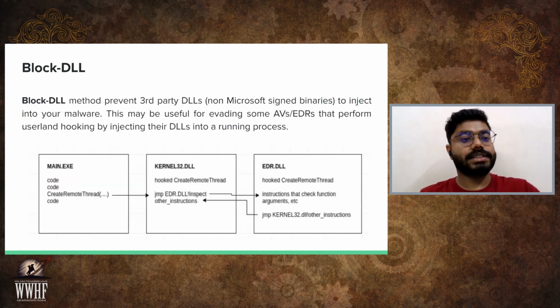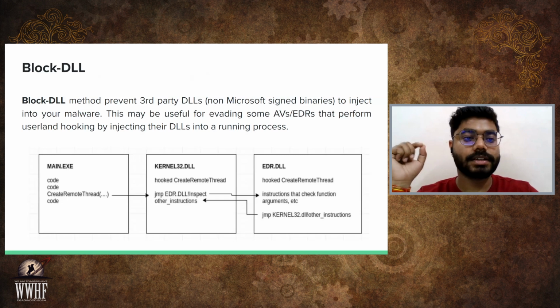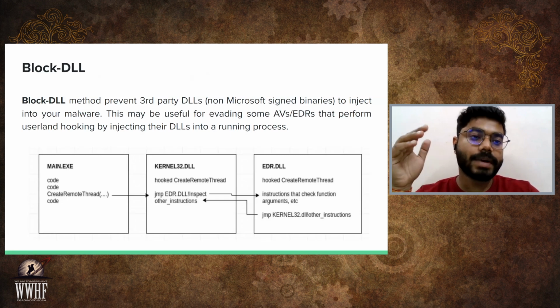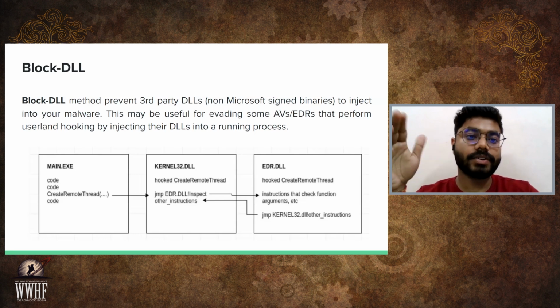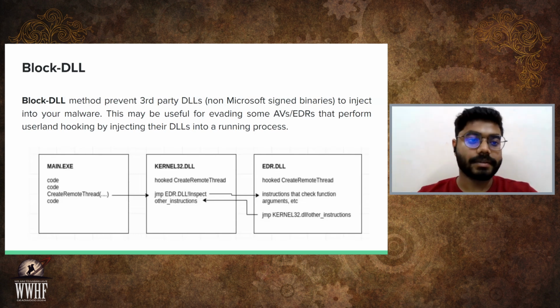So another method is the Block-DLL. Block-DLL is a famous technique used by most malware and famous ransomware also. We can bypass AVs other than Microsoft Defender, since the Block-DLL method is a technique which prevents third-party DLLs, by third party I mean non-Microsoft signed binaries, from getting injected into your process.